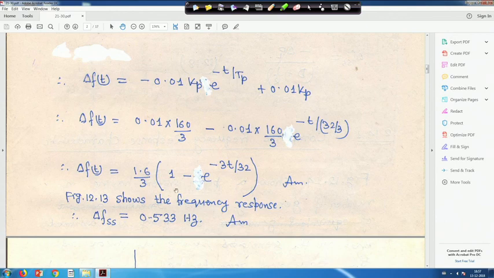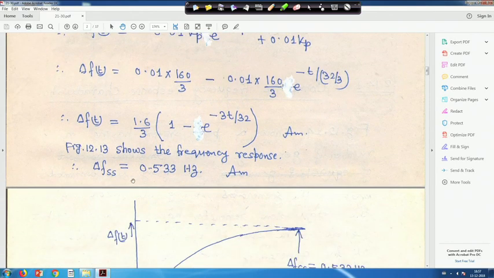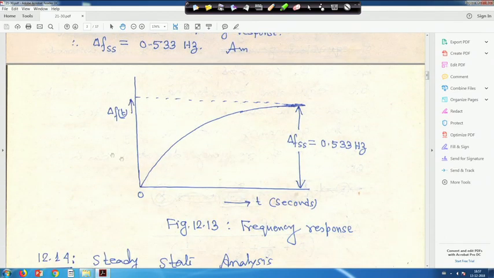This is the answer, and as t tends to infinity, delta F steady state becomes 0.53. This is the steady state error, and this is the plot of delta F of t versus delta F steady state. Whether it is a load increase or load decrease, you can do it easily. This is a special case. Thank you very much, we will be back again.